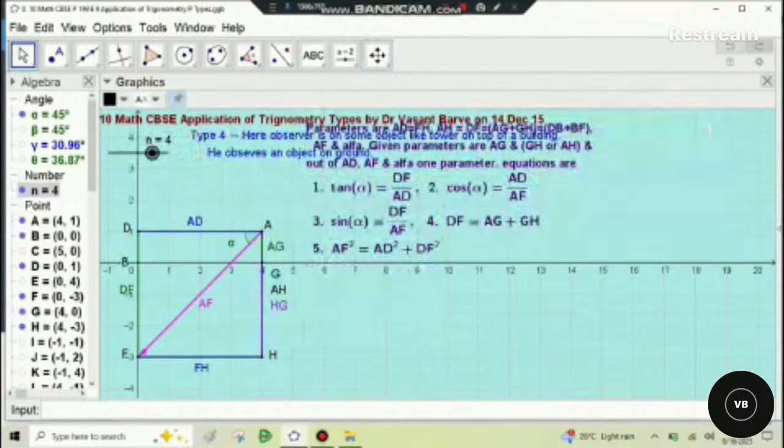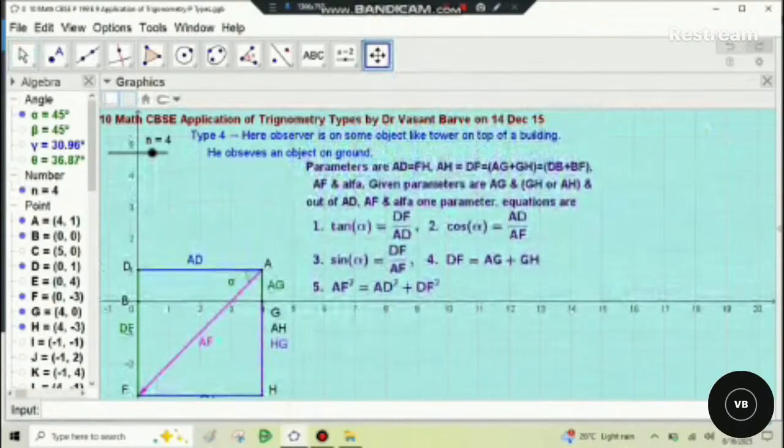Now here, this has moved ahead. I will bring down this text. Now here you'll see that the parameters AD is equal to FH. Now the same sort of problem: if the observer is here, it is the angle of depression; if the observer is here, the angle of elevation. So knowing either AH or DF, depending on where the observer is, it's possible for you to work out this problem.